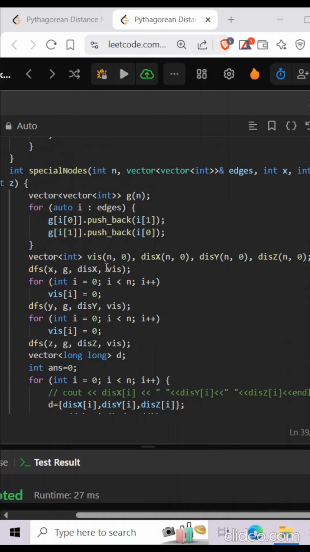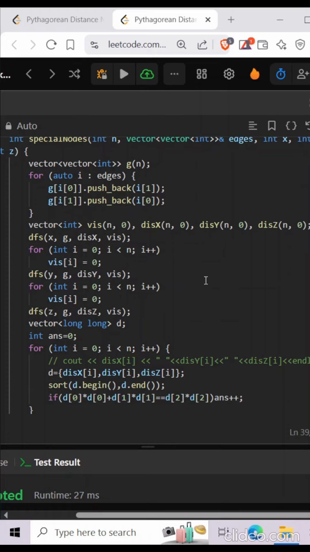So that was all for this question. The easy part was that since I had three targets, that is why I considered three DFS. If you guys have any better approach, do comment in the chat.